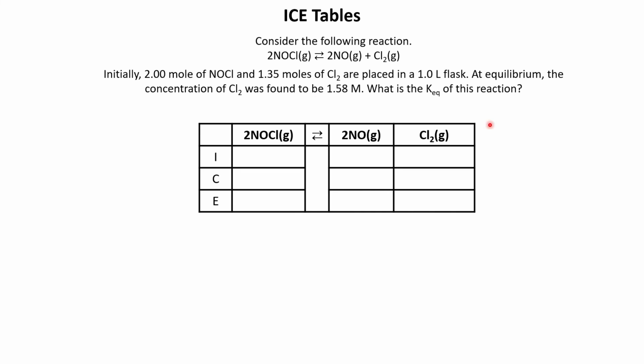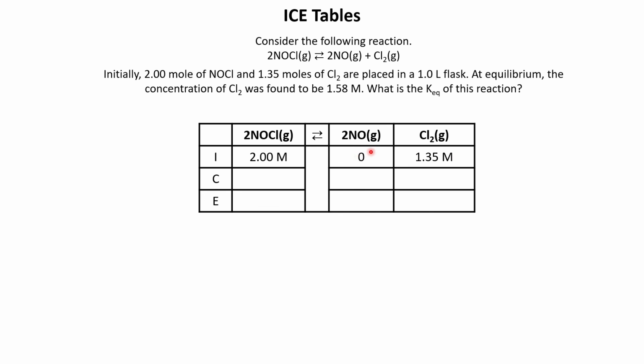Okay, so here is, of course, our ICE table. Let's fill in what we know. Again, let's start with initial conditions. At least for calculating this concentration, we're in a 1 liter flask, so our 2 moles and our 1.35 moles are just going to go straight to molarity. So we have a 2 molar concentration for NaCl, and we have a 1.35 molar concentration for our chlorine gas.